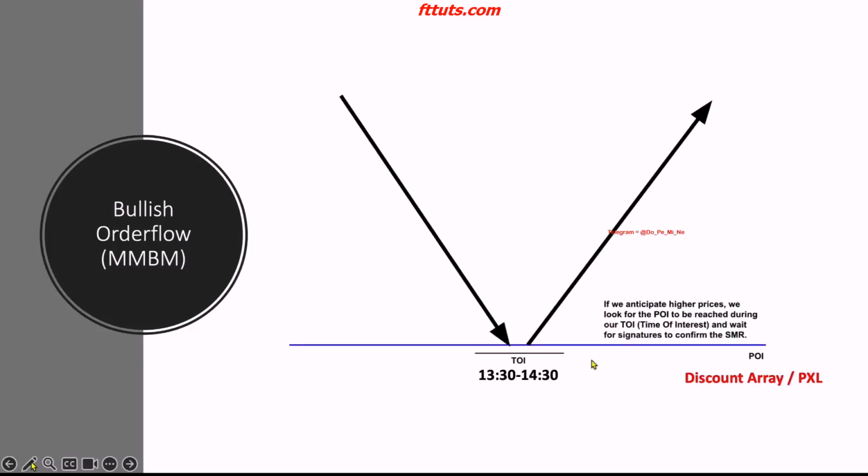Let us now take a look again at the schematic, but now for the PM session. This schematic applies when we are in a bullish environment where there's bullish order flow present, and we anticipate higher prices for the PM session. What we want to see is that sell-side delivery occurs into a point of interest. Market should reach this point of interest between 1:30 p.m. to 2:30 p.m. This is our time of interest. From there on, we want to see repricing higher occur. So this is the buy side of the curve within a market maker buy model.